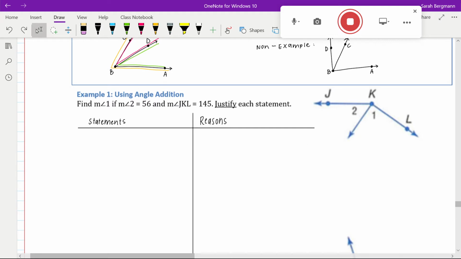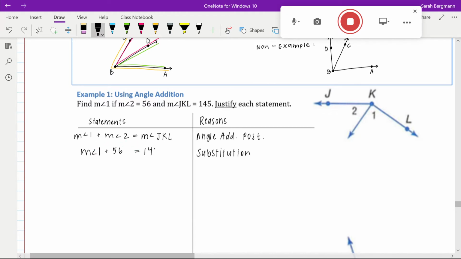So this one, it's not actually a proof, but it does say to justify each statement. So we still need to write out our statements and our reasons. So we will begin with an equation. We know that the measure of angle 1 plus the measure of angle 2 must equal the measure of angle JKL. The reason we know this is because of angle addition postulate. Next, we can substitute in our values. So by substitution, we can get the measure of angle 1 plus 56 equals 145.